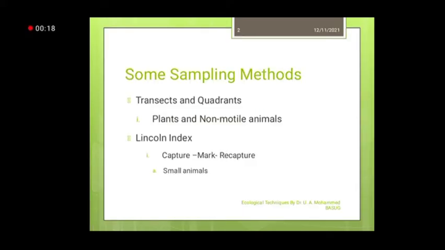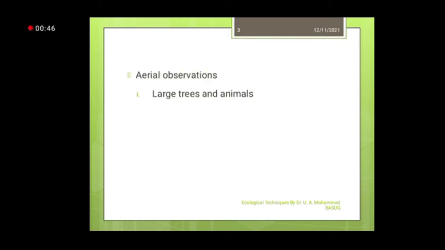Now, in this video, we're going to talk about sampling methods. We have a lot of sampling methods employed in ecological or biological techniques, which include transect and quadrats. This is used for measuring plants and non-motile animals. Then we have Lincoln index, which is the marker capture method. It is used for small animals. And we have the aerial observation, or in other words, the point count method. It's used in measuring large trees and animals.